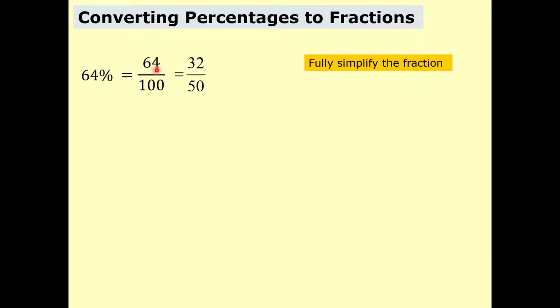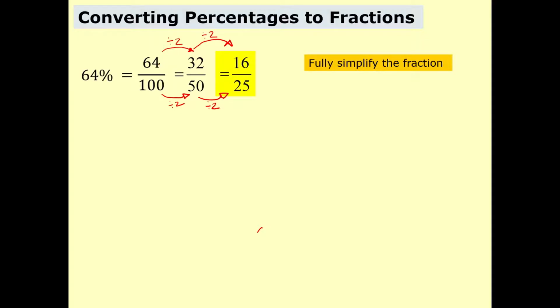64 and 100, how do we simplify that? Well, they're both even, and if they're both even, we can always divide by 2. So let's divide top and bottom by 2 to get 32 over 50. Let's check it again, see if we can simplify it any further. Still both even, so let's divide it by 2 again to get 16 over 25. So the steps we've taken here is we have divided top and bottom by 2, and then we said it's not fully simplified yet, so we're going to divide it by 2 again.